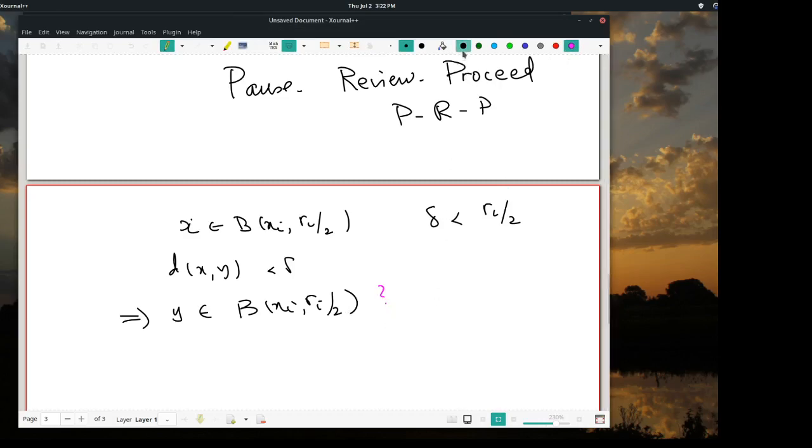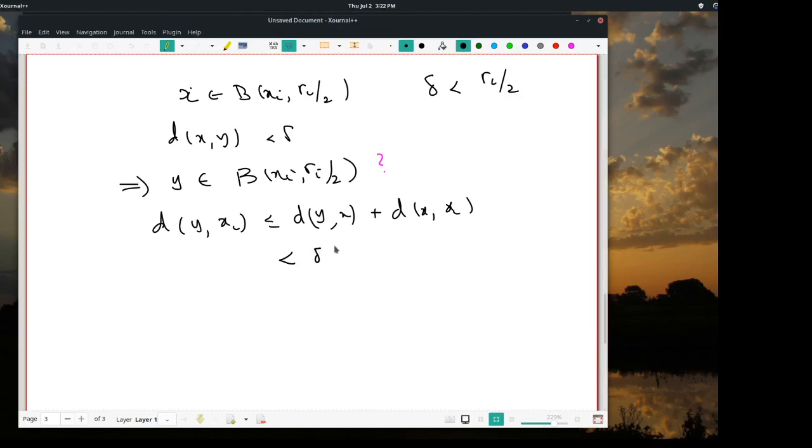That's clear, because the distance between y and xi does not include the distance between y and x and the distance between x and xi, right? Now this is less than delta and this is less than ri by 2, right? But this is also less than r by 2, therefore this. So what have I concluded? I have concluded, not ri by 2, but ri.